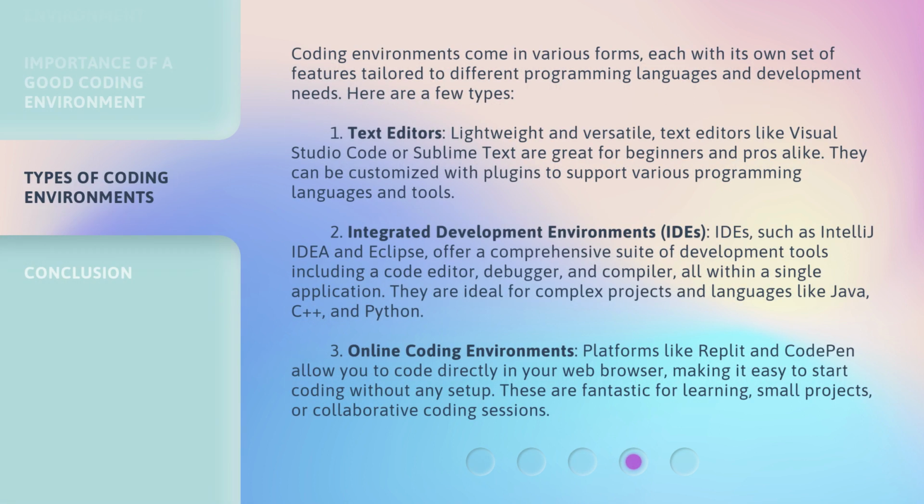Coding environments come in various forms, each with its own set of features tailored to different programming languages and development needs. Here are a few types. 1. Text editors. Lightweight and versatile. Text editors like Visual Studio Code or Sublime Text are great for beginners and pros alike. They can be customized with plugins to support various programming languages and tools.